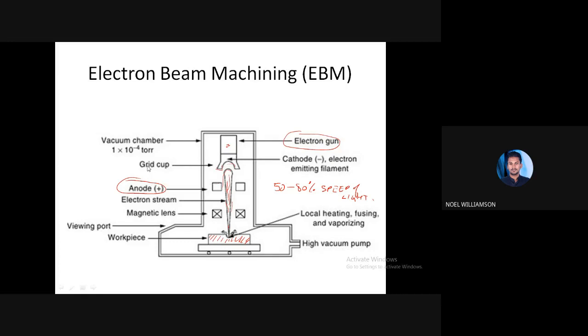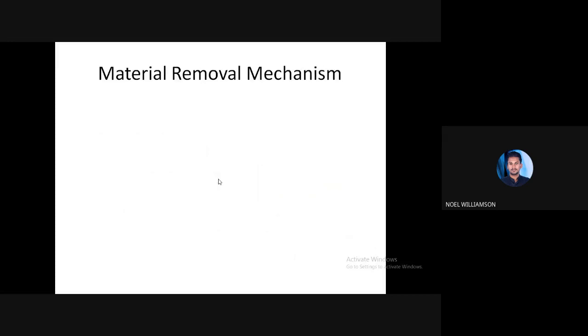And here you can see the grid cup attached to the cathode, which helps to converge the beam. So using this grid cup and also the combination of anodes, magnetic lens, etc., the electron beam is focused to a small area in the workpiece where the machining is conducted. Now we will see the material removal mechanism.